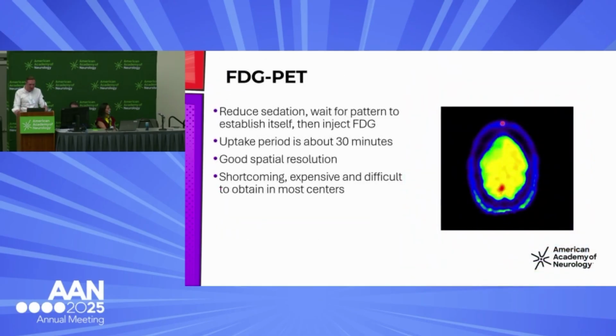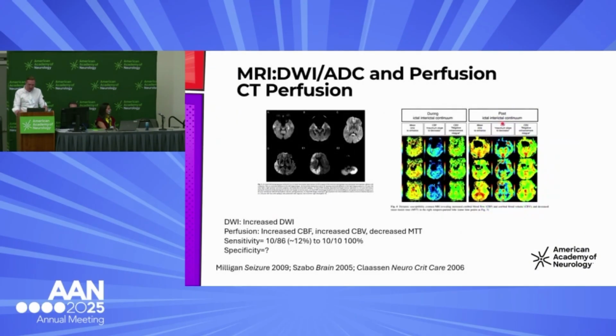How would you use FDG PET? What's nice about FDG PET is you get the whole brain. You get basically around 30 minutes of the metabolic activity, so you want the pattern to be really well established. You don't get this really brief snapshot. It's just really hard to get at most centers. MRI can be useful. What you want to see is increased DWI changes in the context of increased perfusion within that area. It's not quite as well studied, but I think it is emerging as a useful technique.